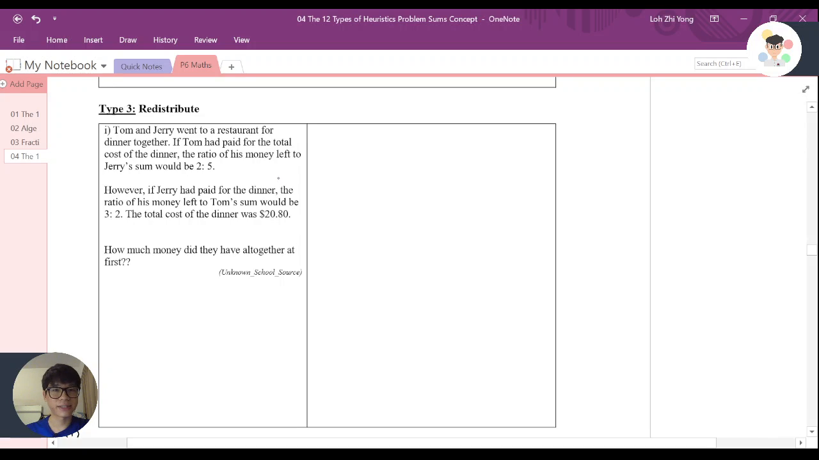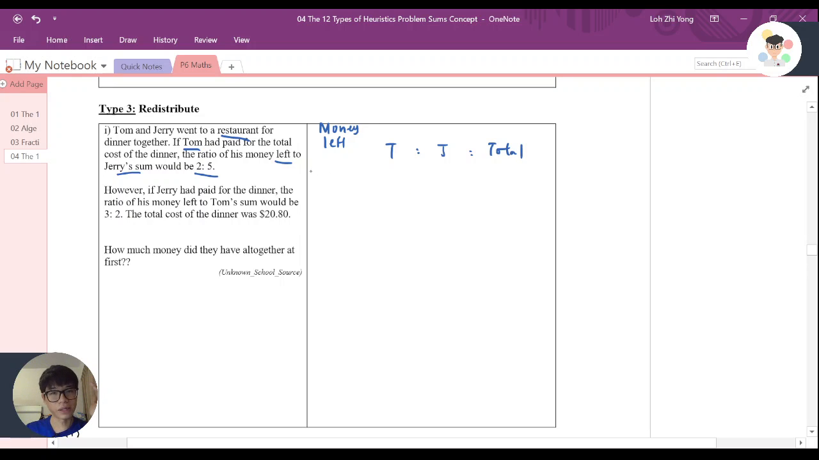This question says that Tom and Jerry went to a restaurant for dinner together. Now, if Tom had paid for the total cost of the dinner, the ratio of his money left to Jerry's will be 2 to 5. Just to emphasize, this is the money they have left. We have Tom, we have Jerry, and of course we have the total as usual.